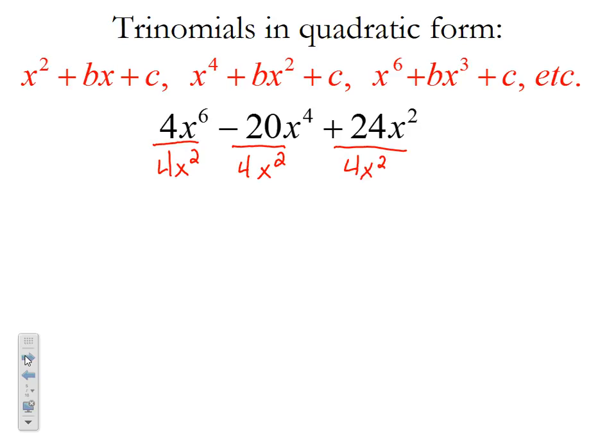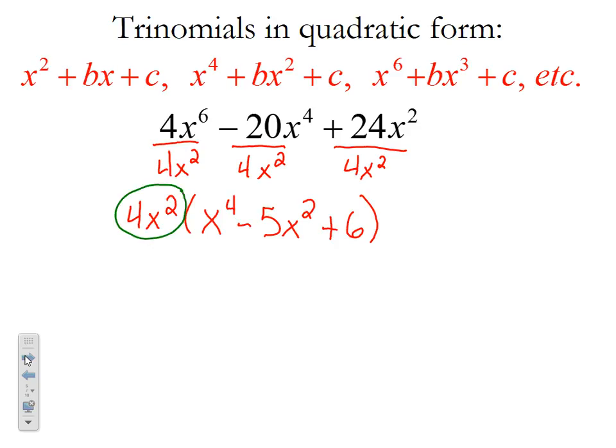So I'm going to put that out in front. I'm going to get a 4x squared, and I'm going to be left with x to the fourth minus 5x squared plus 6. So that's what we have here. Now remember you guys, this 4x squared, that's our super annoying little brother or sister. We can't forget about it at the end in our answer, but while we're working through everything else, we're just going to put it to the side, but we have to remember to put it in our answer in the end.